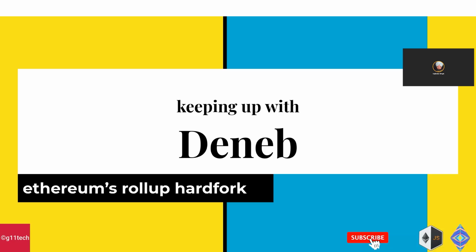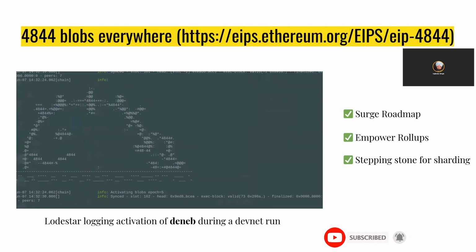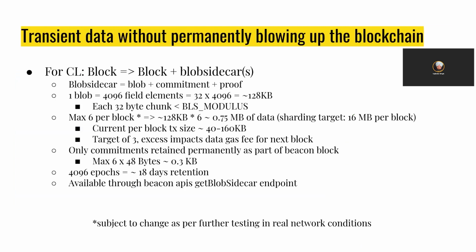Today we are talking about the next upcoming hard fork, Deneb, which is primarily focused towards rollups. It's increasingly clear that the road to Ethereum scalability is based on enabling rollups, which is part of the surge roadmap. And 4844 blobs are a stepping stone for that, because the blobs being used in Deneb, which are defined in EIP 4844, are of the same format as what is planned in sharding. So what this hard fork really introduces is transient data without permanently blowing up the blockchain.